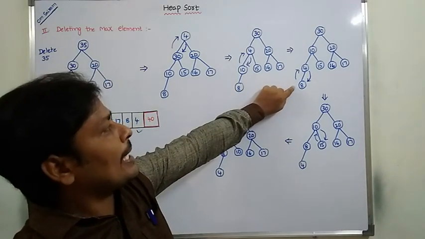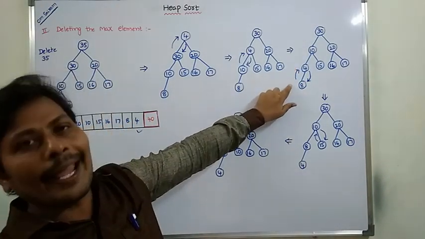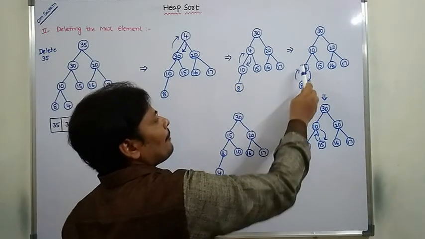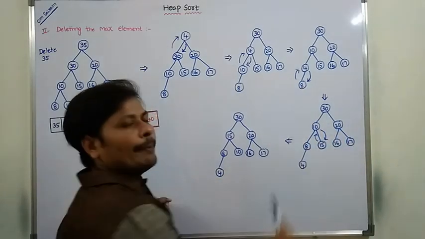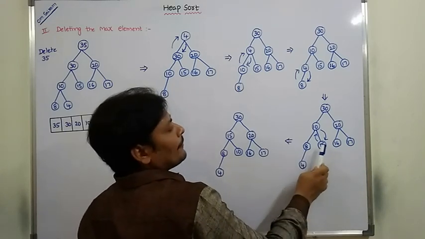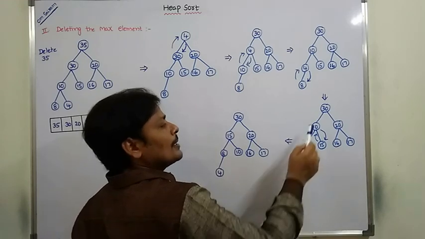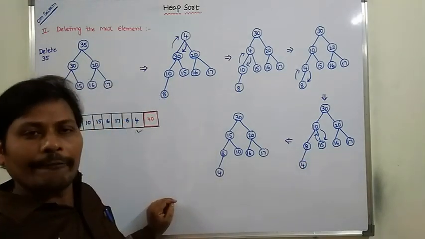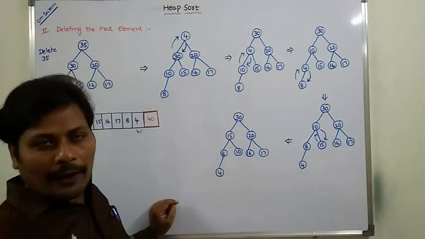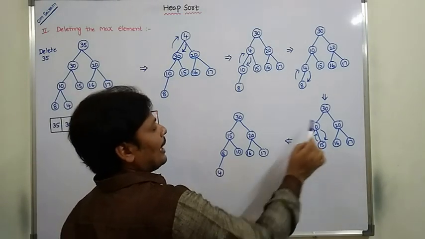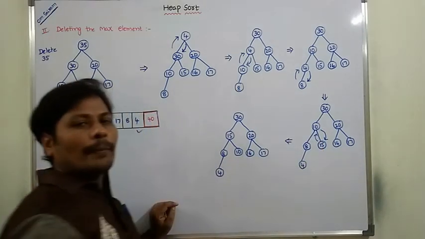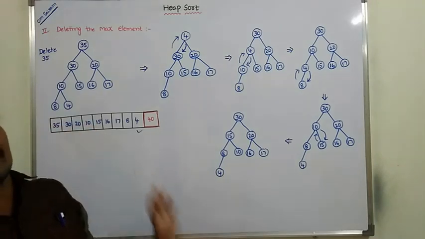So here 8 has the parent 4. Is 4 greater than 8? It does not satisfy the maximum heap property, so we have to swap 4 and 8. This is the maximum heap we are getting. So 8 is greater than 4, yes. 8 and 15 have the parent 10. Is 10 greater than 8? It is true. Is 10 greater than 15? It is false. So we swap these two elements. So 15 is here and 10 is here. This is the maximum heap we are getting after deleting 35.